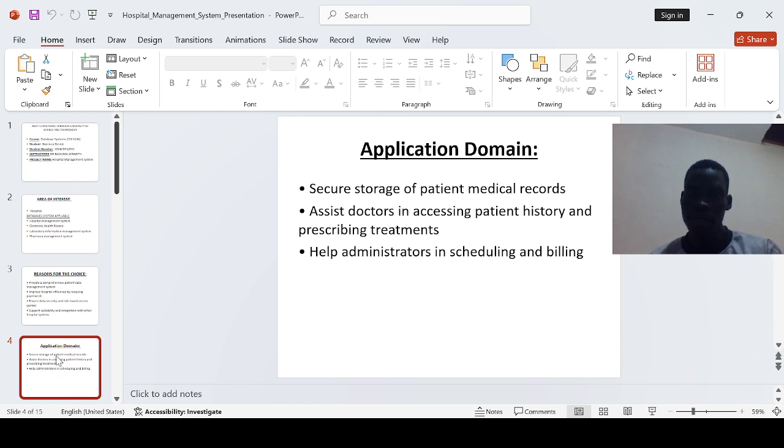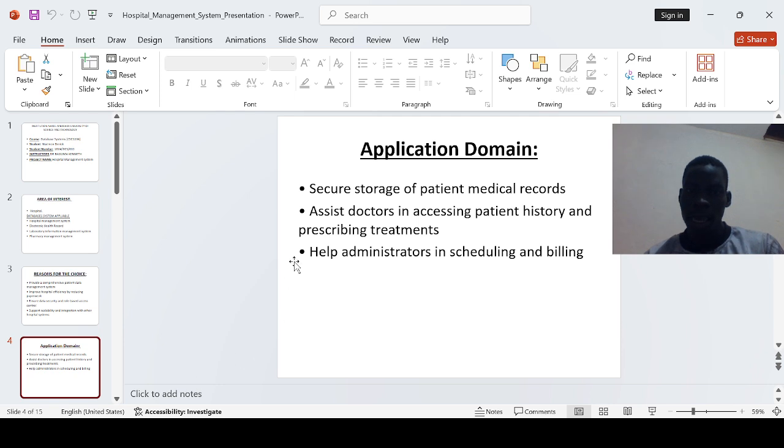Then we say the application domain. You have the secure storage of patient medical records, where patient records are stored in a secure way. It also assists doctors in accessing patient history and prescribing treatments, where doctors can interact with the system and obtain the patient history so that they can efficiently prescribe treatments for each of these patients.